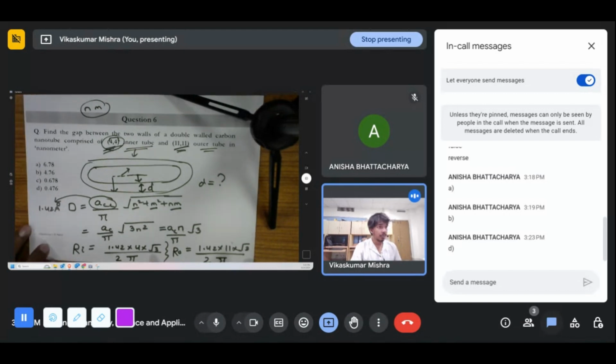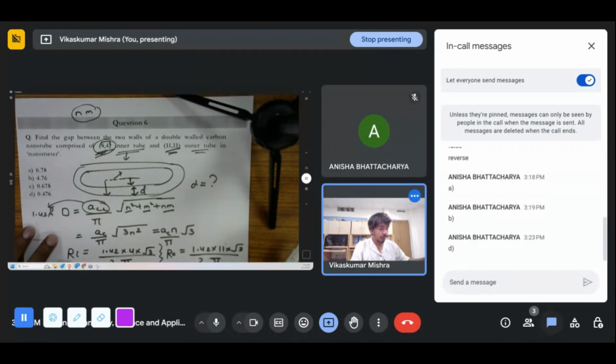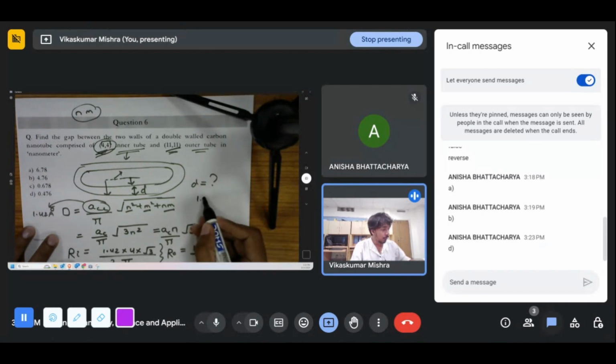Now we have these particular values, and we just need to subtract them: outer minus inner. So it will come around 1.42 root 3 divided by 2 pi. These things are common, so the only thing we need to subtract is 11 and 4, and that comes to 7.